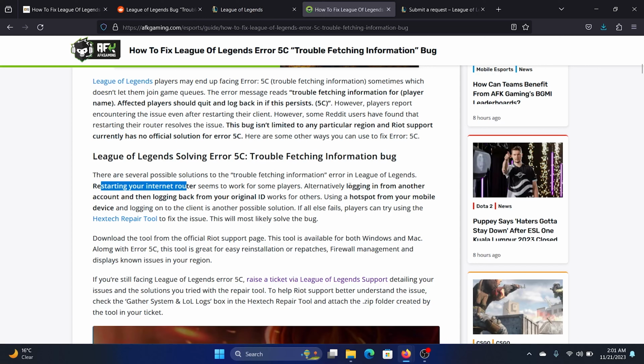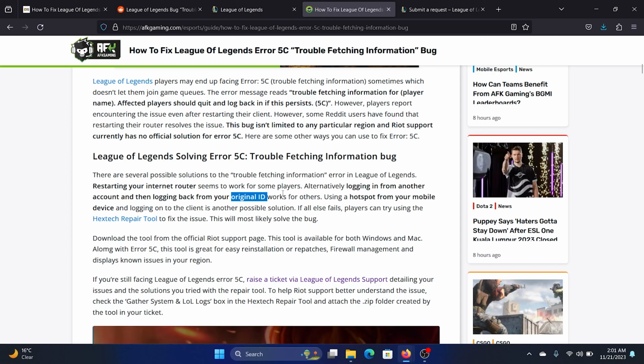The second solution is logging out of the game and then logging in back with your original ID. So, what does it mean by the original ID? Because these days you can also log into the game using your Google email account directly from Google Login or some other login. But it is advisable to log in using your original ID and password. You can get that easily.